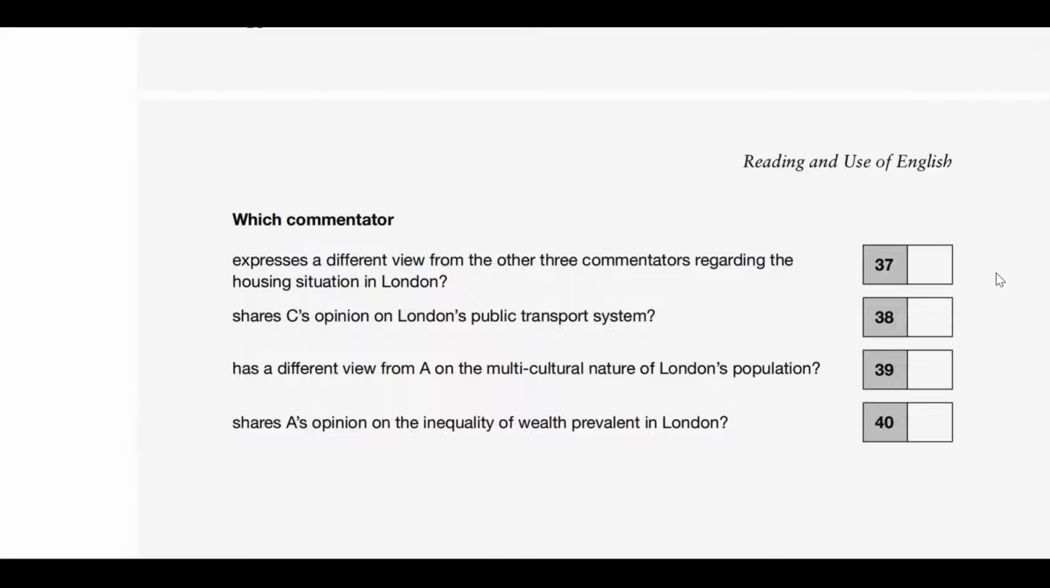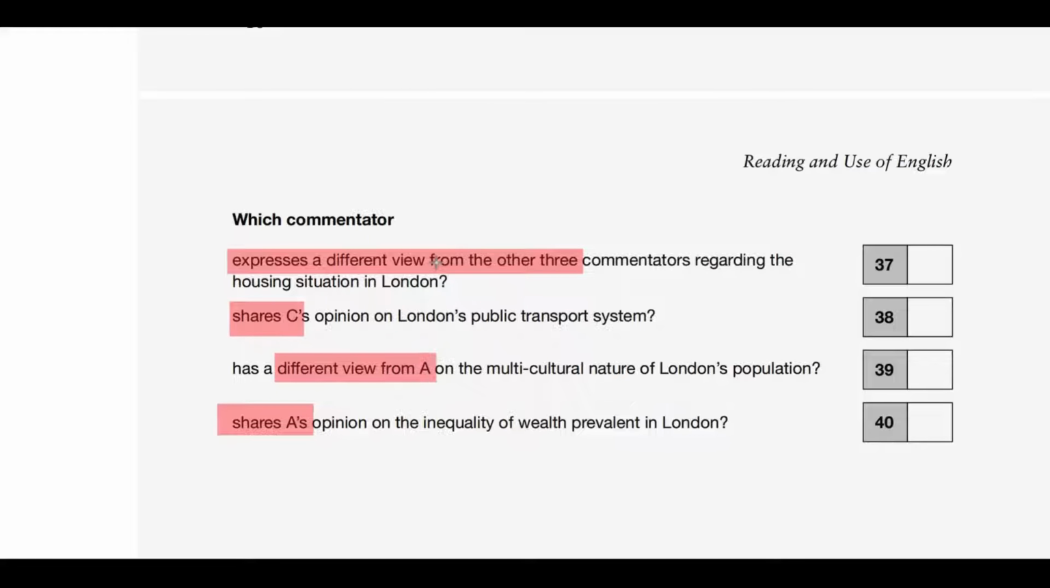Now some of these questions are reasonably common. Questions like sharing C's opinion, having a different view from A, sharing A's opinion. And this other question here is common too: expressing a different view from the other 3. So looking very quickly, we can say that in the first question, 37, we're going to have to read all 4 people.